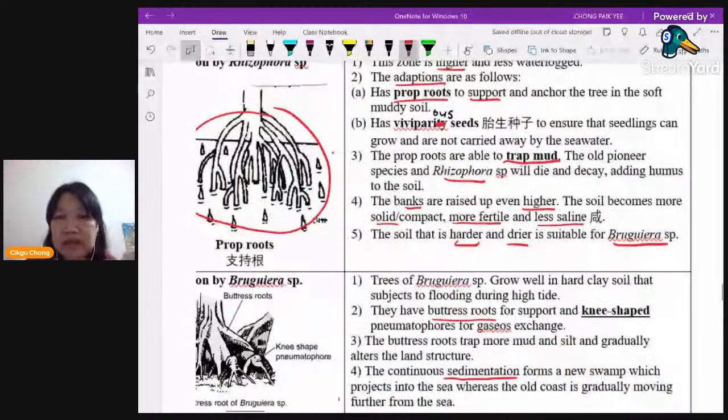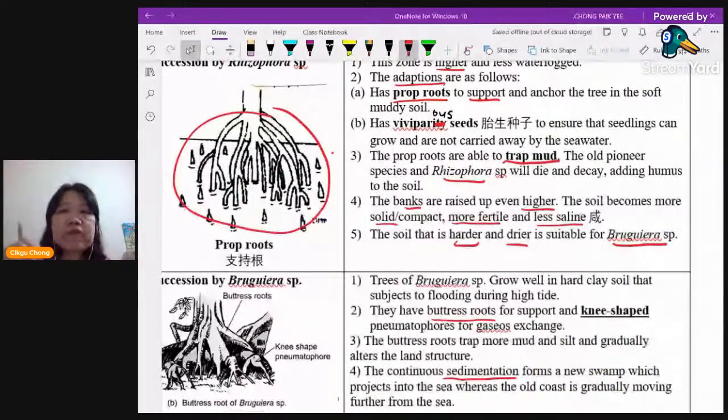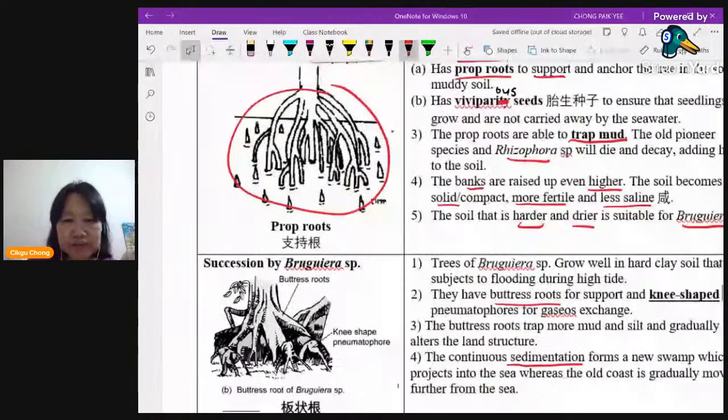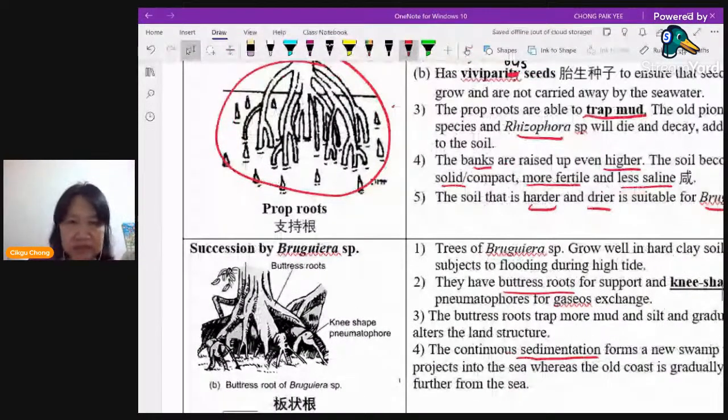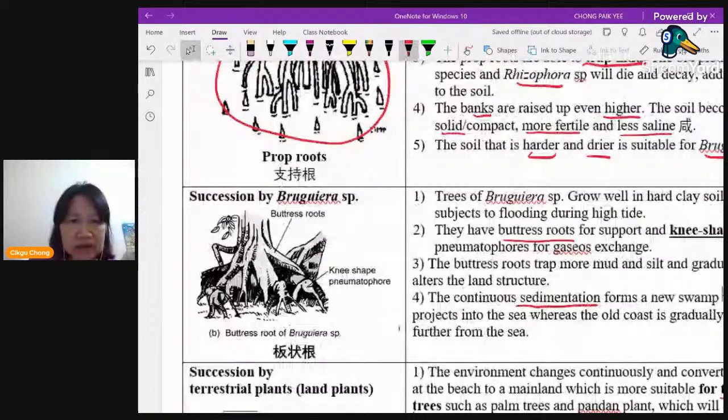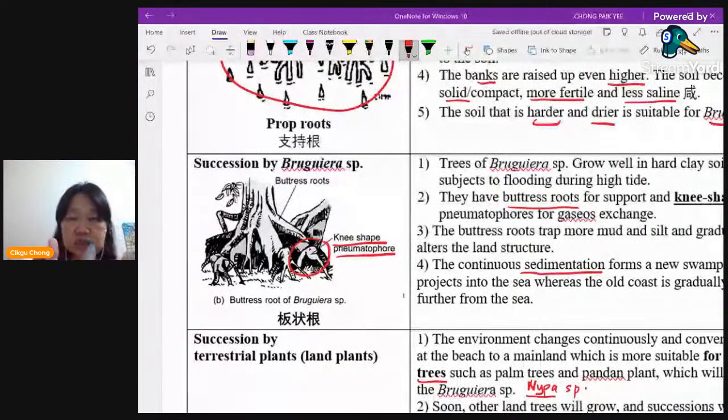Now you have this Bruguiera. They live there and they have their own adaptation. They have what we call buttress roots. The roots have one big bulge like that, so it looks like a knee shape. Can you see here? I think it's big enough. Now you can see the knee-shaped pneumatophore. They also take in oxygen from the air. They have lenticels there, and the buttress roots are very wide, to give support.